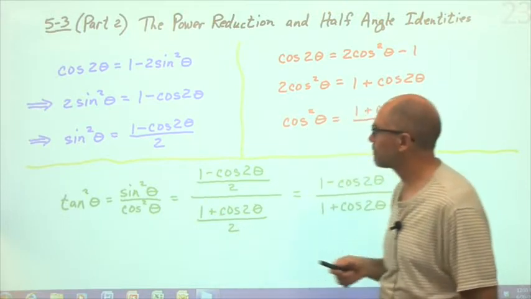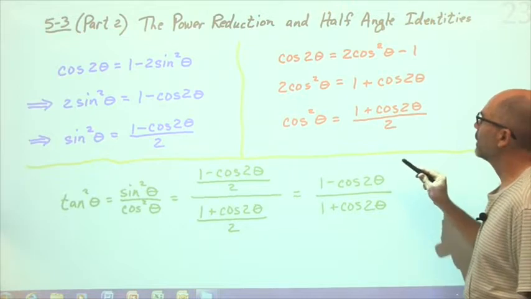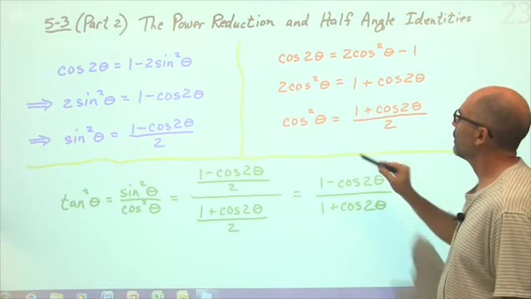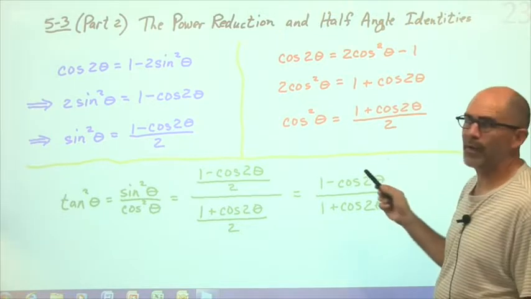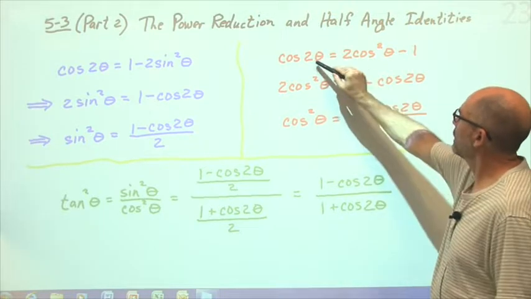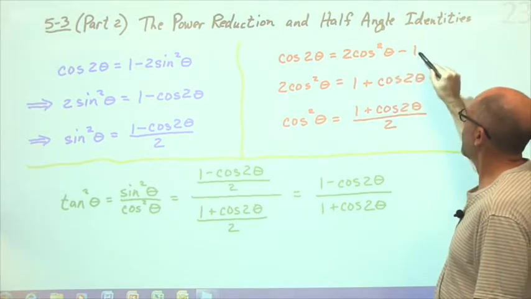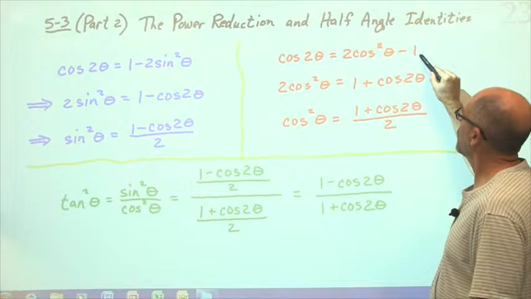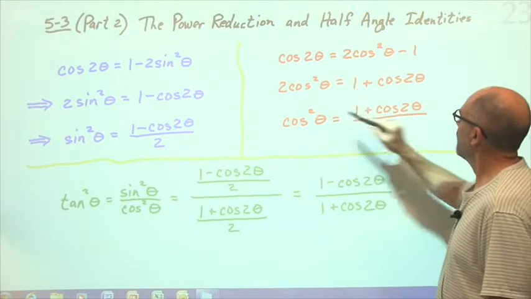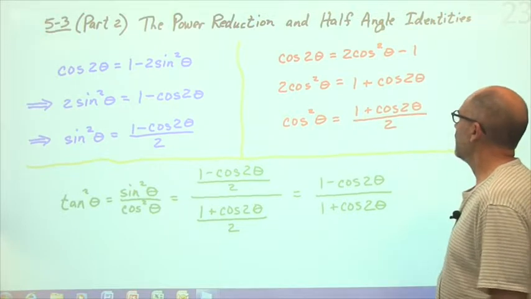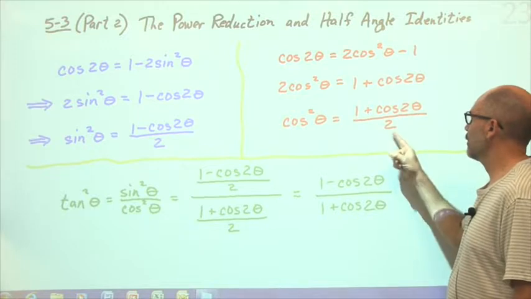You'll love that. Okay, so the next one, we're going to do the same thing, only I want to go from cosine squared to something to the first power. So I'm going to use the cosine 2 theta again and use the 2 cosine squared minus 1. Well, I'm going to add 1 to both sides, divide both sides by 2, bam, there we are. Cosine squared equals 1 plus cosine 2 theta over 2.